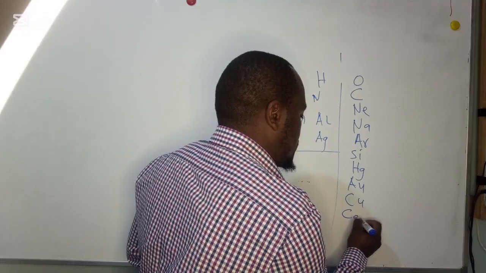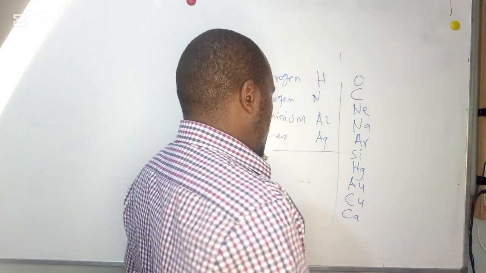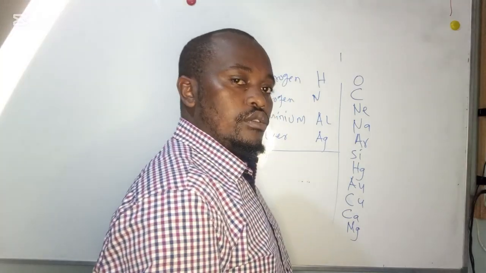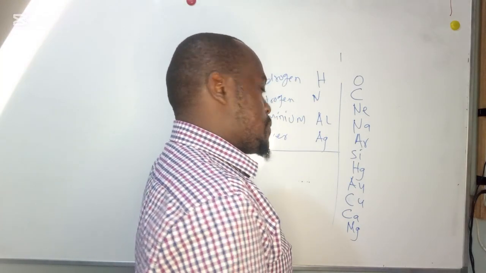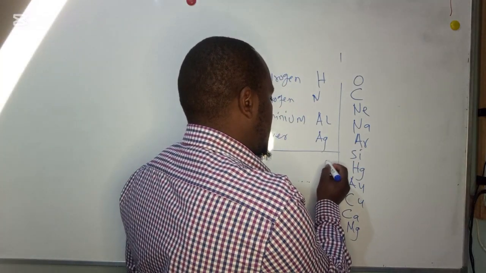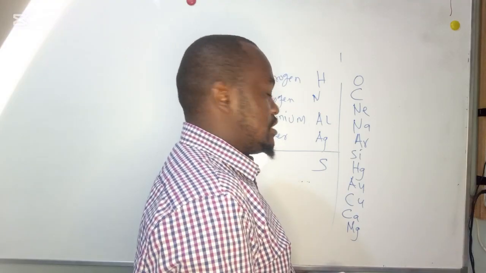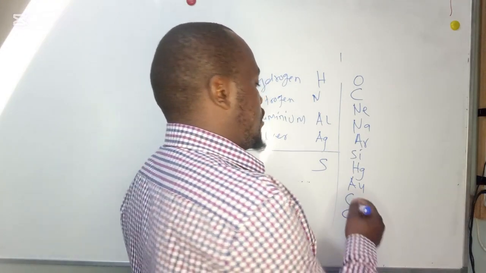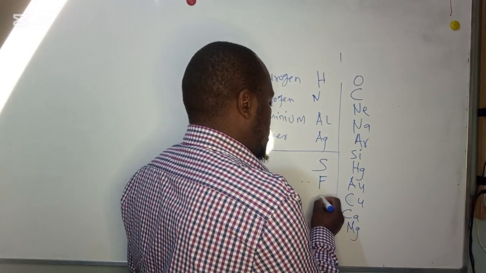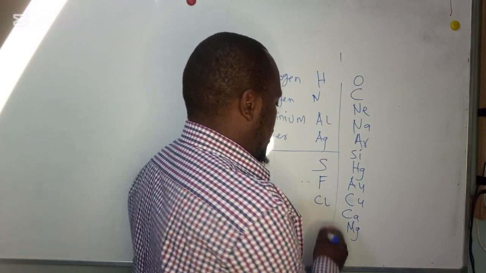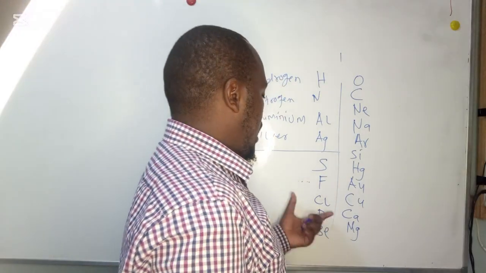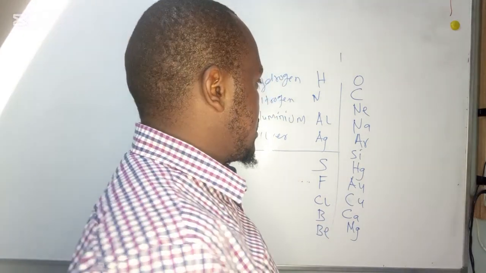We have calcium. You could also have magnesium. You also have sulfur. Sulfur is S. What else? Fluorine. Fluorine is F. Chlorine is Cl. Boron, beryllium. These are among the first 20 elements.